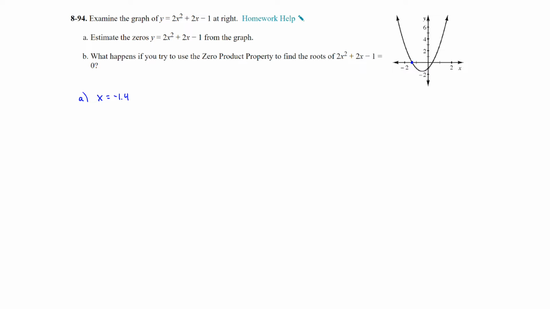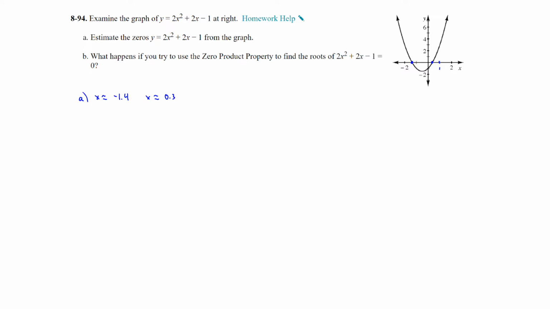And then on the other one, here's 1 right here, and once again it's a little bit closer to 0 than it is the 1 value, so maybe 0.4, maybe 0.3 on that one, somewhere in there though. So x is approximately 0.3.